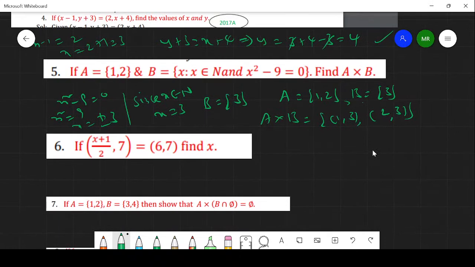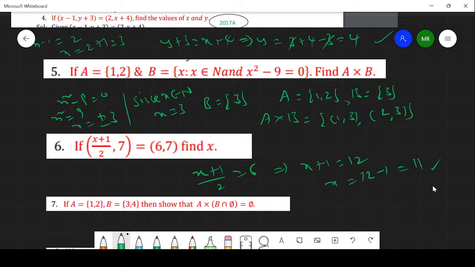If (x plus 1)/2, 7 is equal to 6, 7, they are asking to find x. Again, two ordered pairs are equal. Equate the first coordinates: (x plus 1)/2 equal to 6. Do the cross multiplication: x plus 1 is equal to 12. So x is equal to 12 minus 1. It will be 11.